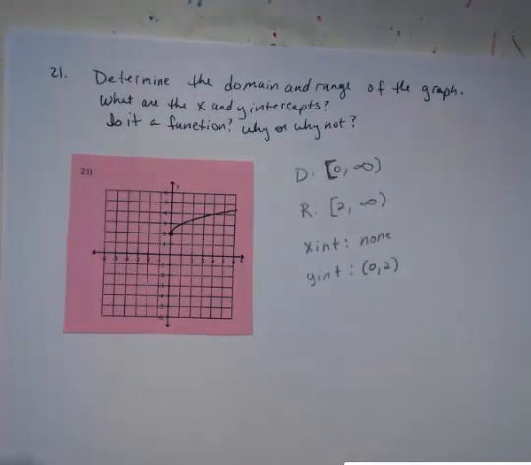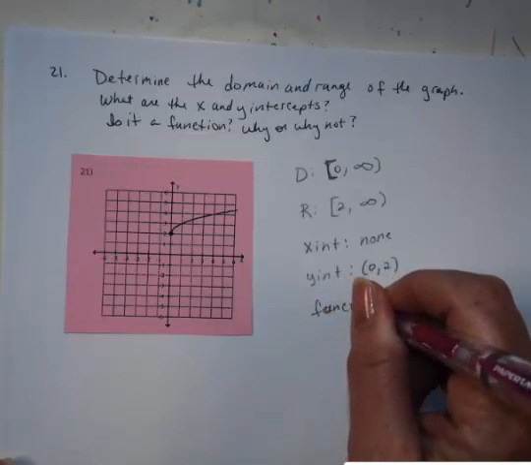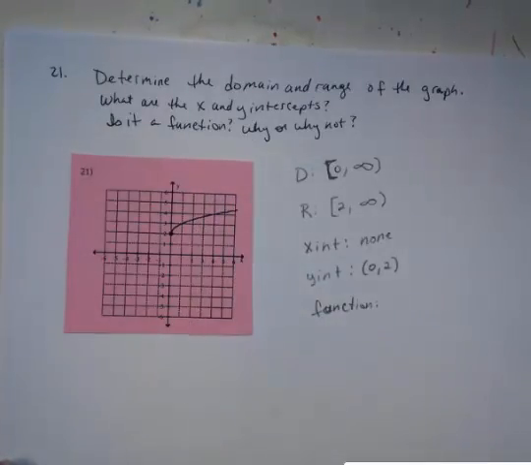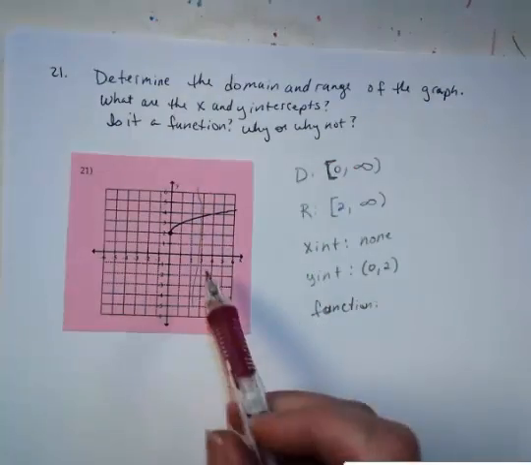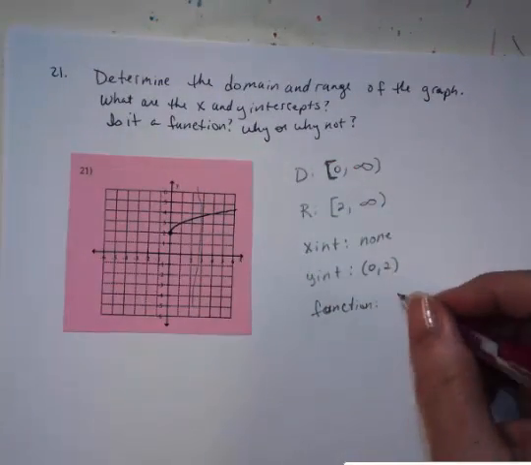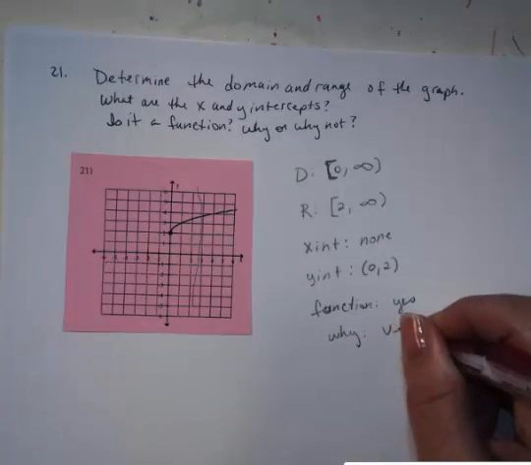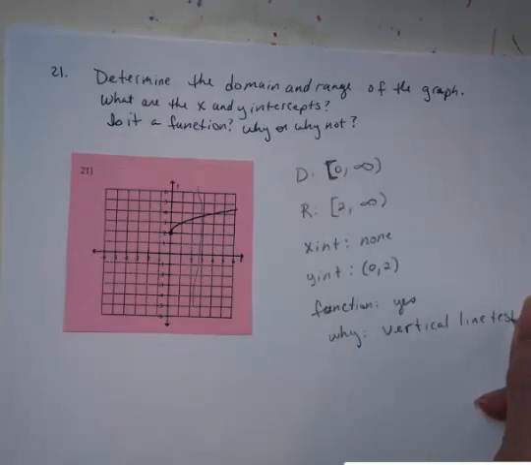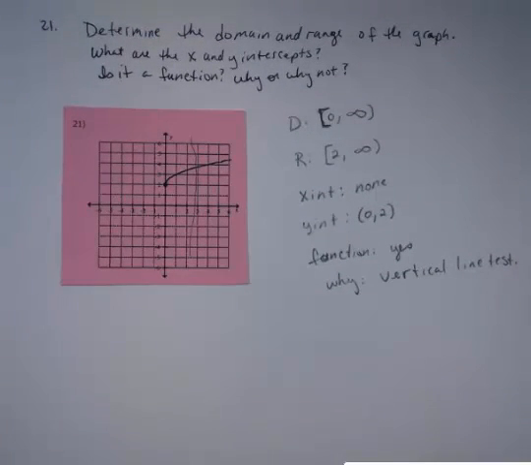Now, it says determine if it's a function. Is this a function? Well, we can draw a vertical line and see that it is a function, because we would only hit it one time. If we draw our vertical line going down, we can see that we only hit it at one time. So yes, it is a function, by the vertical line test. So this should cover the parts of the review that deal with determining the domain and the range.